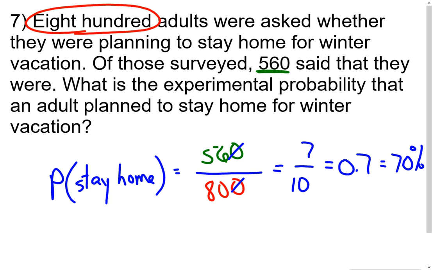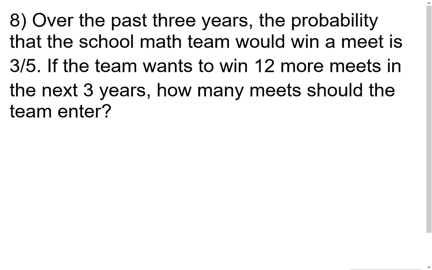And now I have one last problem, which is a little different. This one tells us over the past 3 years, the probability that a school math team would win a meet is 3/5. So it's telling us the probability in this one, where in all the other ones, we were trying to calculate that probability. It then goes on and says if the team wants to win 12 more meets in the next 3 years, how many meets should the team enter? So this one I think back to, well, how did I calculate probability? Because it gives us the probability to start. So I remember back and I go, well, probability was that successful outcome, or the outcome that you want to have happen, over the total.